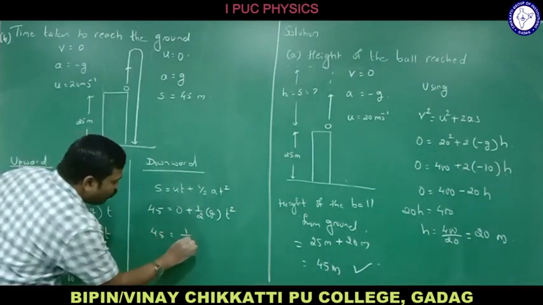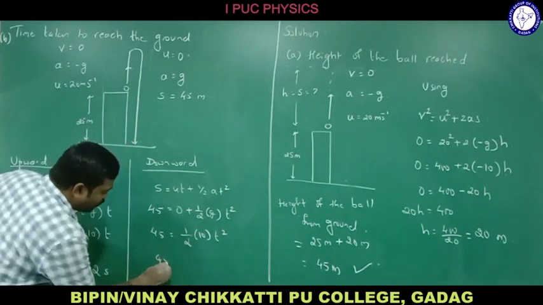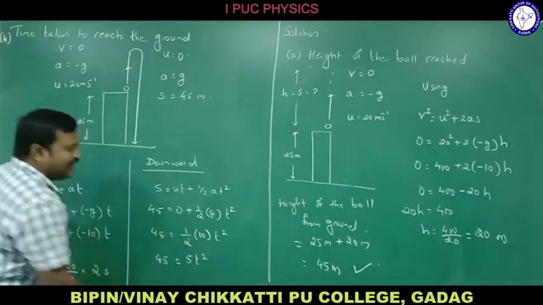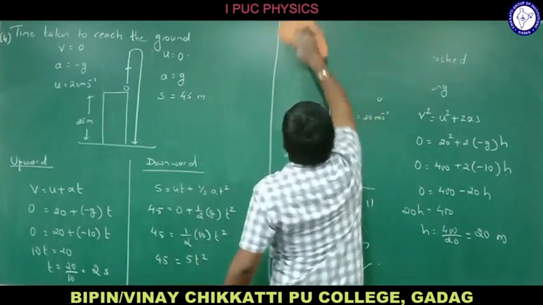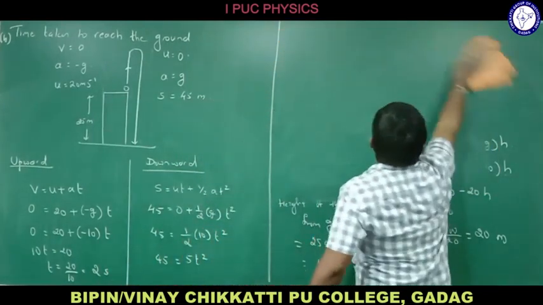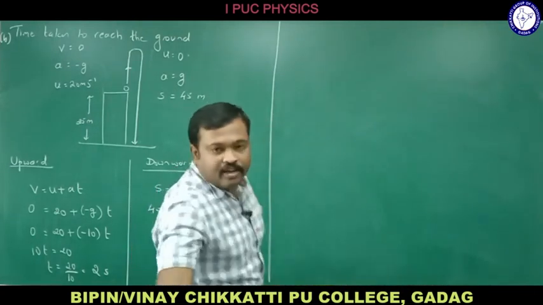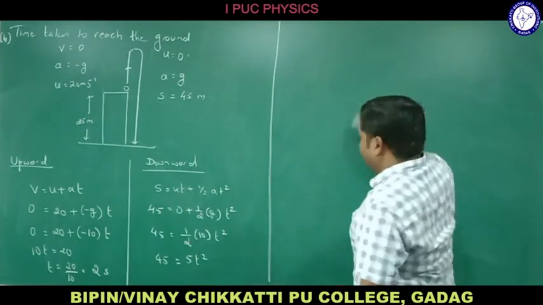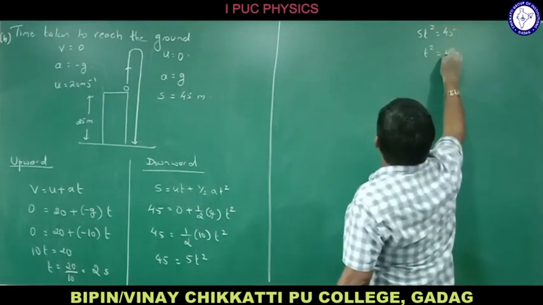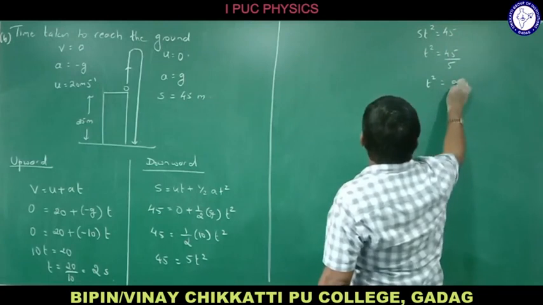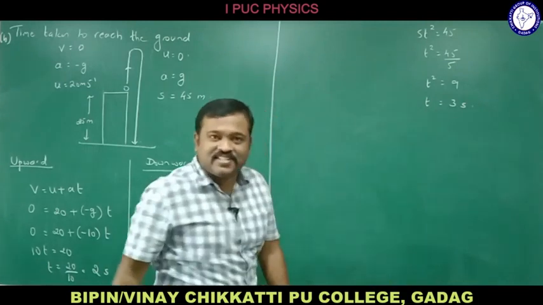45 is equal to 1 by 2, g is 10, times t square. So 45 is equal to 5 t square. Now let us calculate the time taken by the ball to come downwards. 5 t square is equal to 45. t square is equal to 45 by 5. t square is equal to 9. Then t is equal to 3 seconds, right?